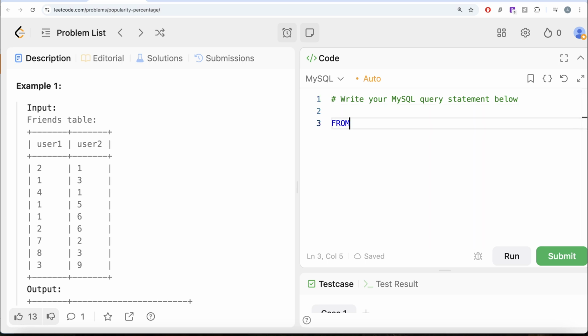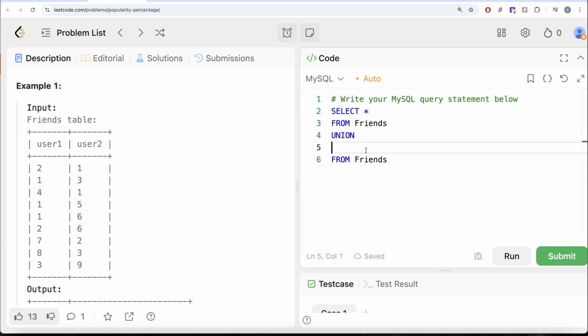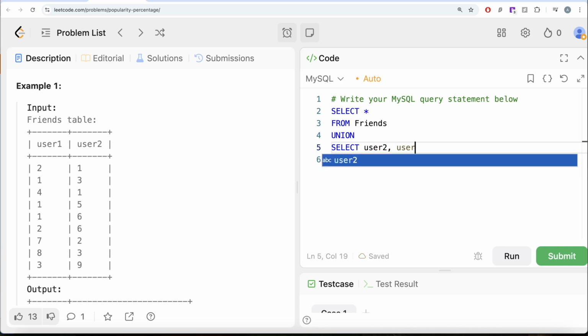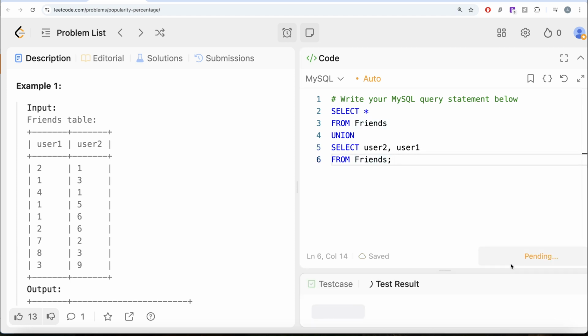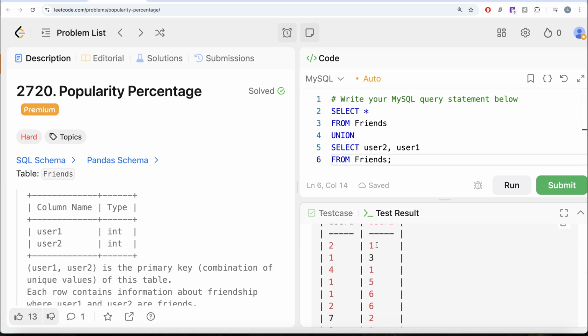So from this table called friends, what we are doing is, let us keep both the columns in the order they are and then union the table, but this time reverse. So from friends, let us return firstly the user 2 ID and user 2 and then user 1. Okay, let me go ahead and run this and let's see what do we get in our output. So now if you look at it, what we have right now here is, if you have 2, 1, you are also going to have 1, 2, right?